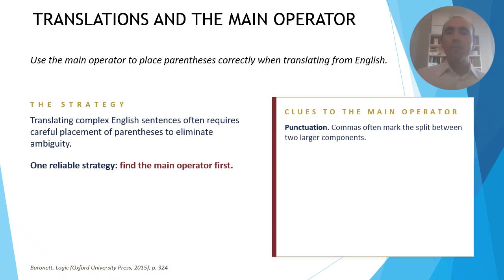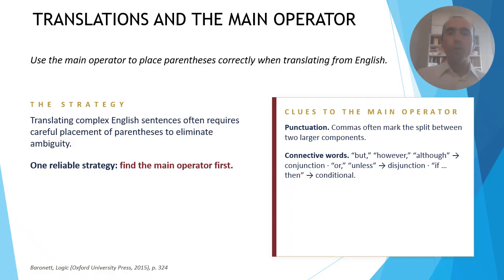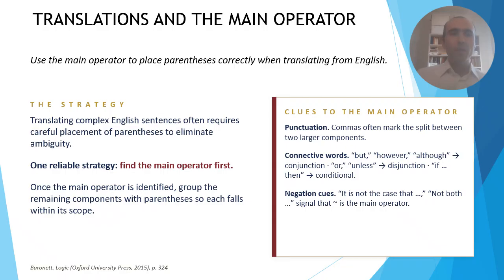Punctuation. Commas often mark the split between two larger components. Connective words. But, however, although indicate conjunction, or unless indicate disjunction, if then indicates a conditional. Negation cues, it is not the case that, not both, signal that tilde is the main operator. Once the main operator is identified, group the remaining components with parentheses so each falls within its scope.